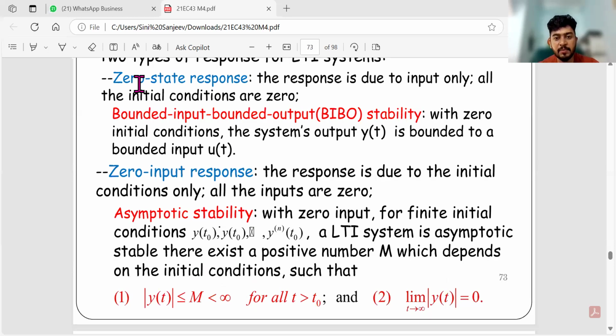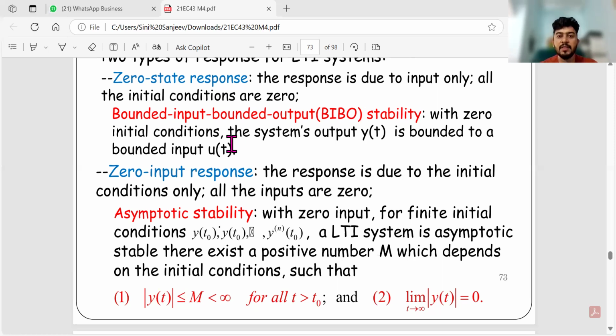So zero state response means, we already discussed natural and forced response previously, right? There is a response only due to input only. All other initial conditions are kept to zero. Then we got BIBO. No need for you to mug up this thing, bounded input, bounded output. But if it is there, then it's good. For examination, you can write these things down so that they'll give some extra marks.